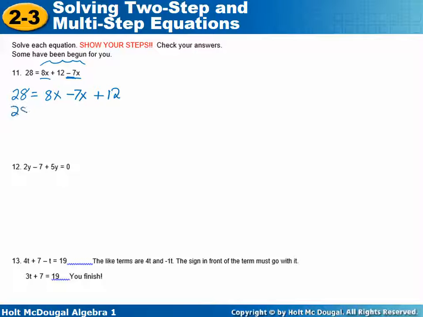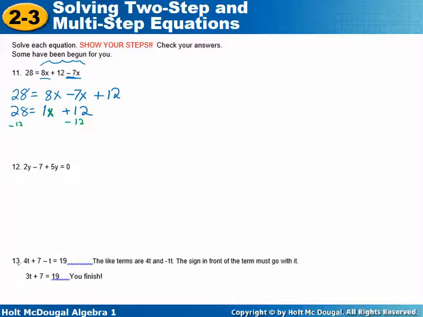So now I'm going to go ahead and combine my like terms. 8x minus 7x is 1x plus 12. Now we have a two-step equation. Now we're ready to say, okay, where's the variable? It's right here. It's x. It's being multiplied by 1, which is the same as just having x. And then I have 12 being added to it. So the inverse of adding 12 is to subtract 12. And then you can continue solving this one and find out what you get.